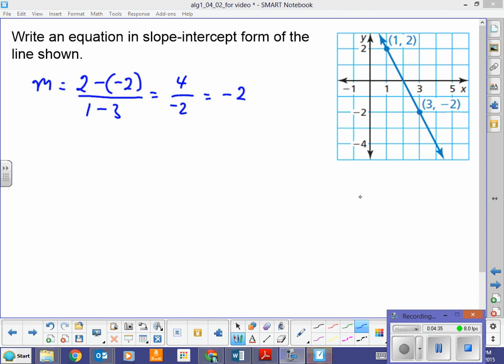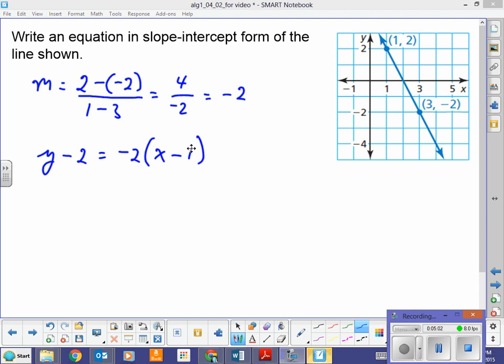Okay, so the next thing we're going to do is put this into point-slope form. So y minus, I can use either one of these points. It doesn't matter which one. I'm going to use the one where they're both positive, just to make it easier on me. y minus 2, that's my y coordinate, right, is equal to my slope, -2, times the quantity x minus the x coordinate, which is 1 in this case.